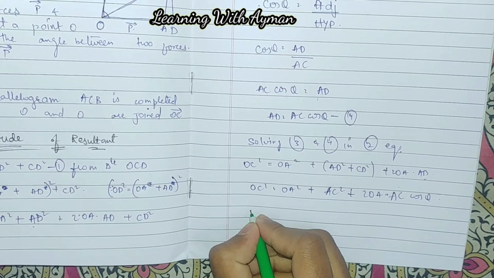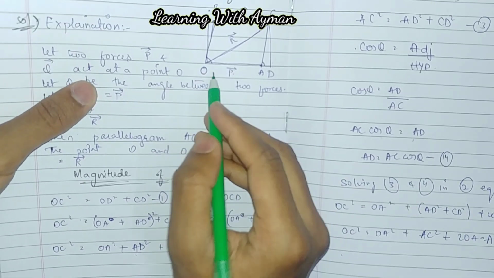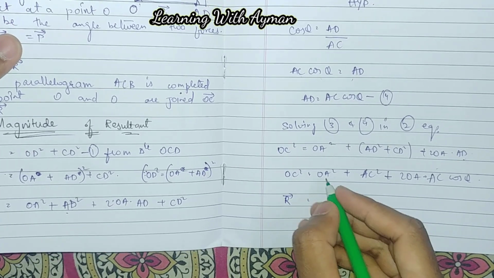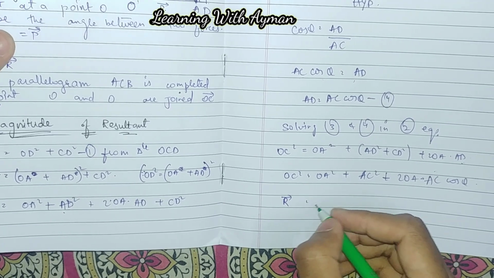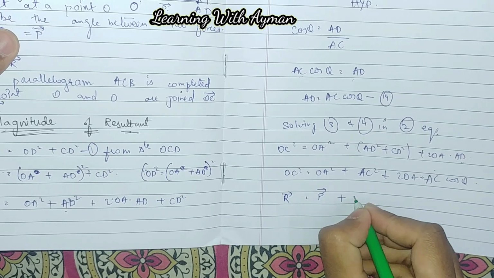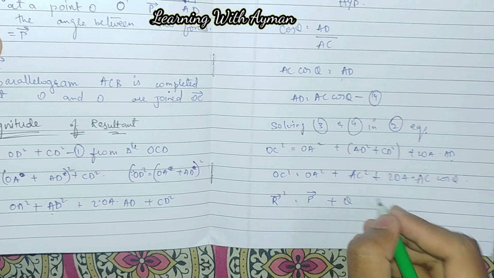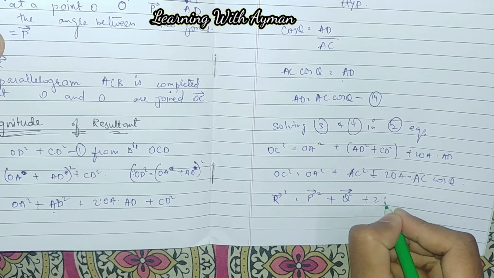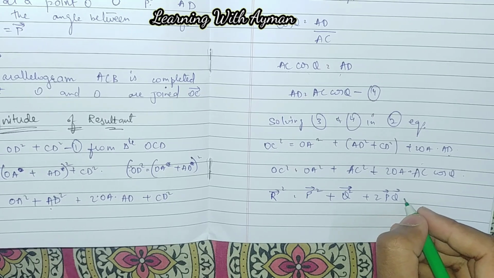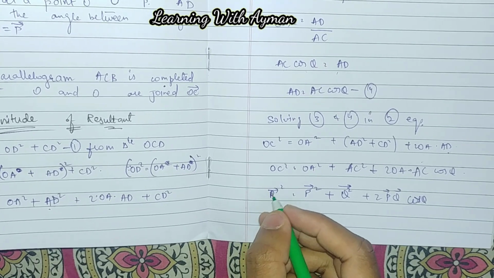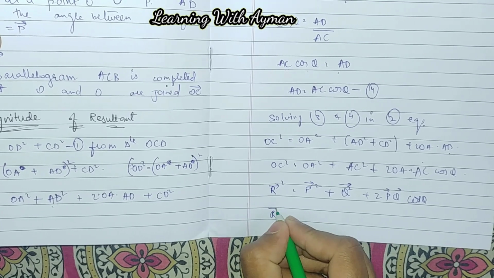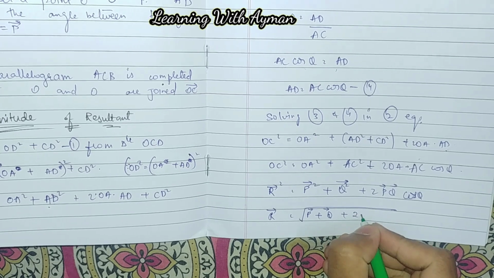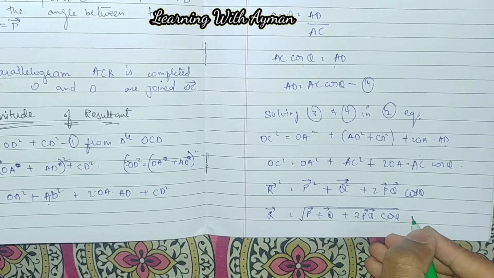So OC square is R square, OA is P and AC is Q. This is square, this is also square, Q square, and 2PQ cos theta. So if the square is shifted over there, R is equal to under root of P square plus Q square plus 2PQ cos theta.